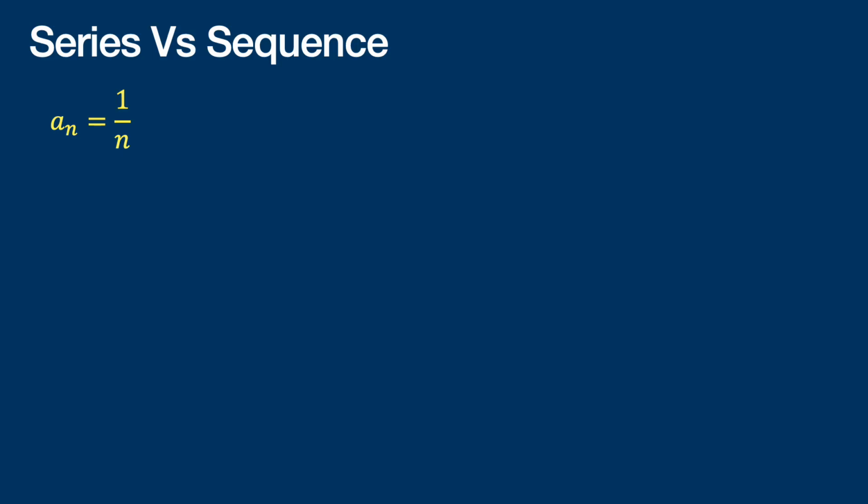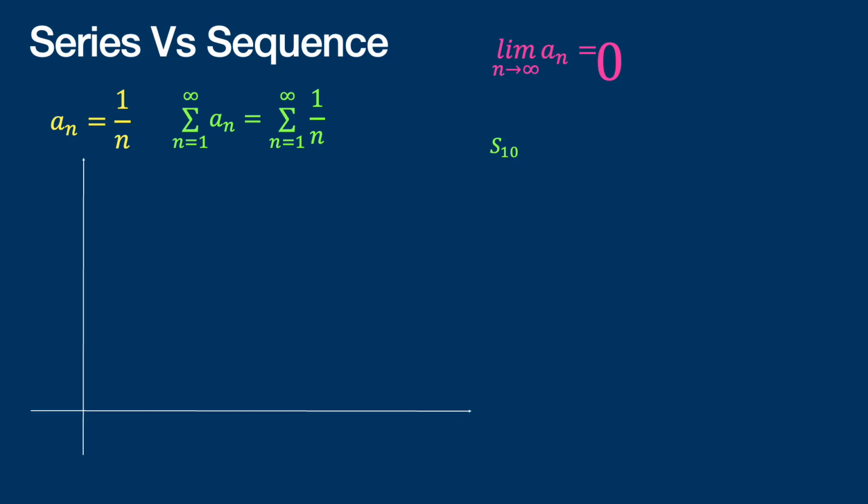Look at the third example. This is a sequence. What's the behavior of this sequence? This one shrinks. a_n goes to 0. It's getting smaller and smaller. What is the infinite series? Let me visualize this series. Let's find S_10. S_10 means you add from the first term to the tenth term. That means 1 plus 1/2 up to 1/10. I calculate S_10 right here. That's going to be 2.93.